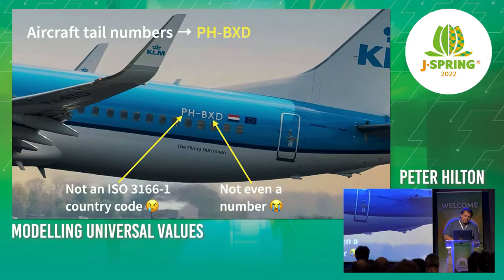The problem with tail numbers is they're awful. The first part has letters and a dash, and then some other bit. And the first bit before the dash is a country code. And it's not an ISO 3166-1 two-letter code. It's just not. All aircraft registered in the Netherlands are identified as PH. That's my initials, so I think that's kind of cool. But that's not why. I tried to look it up.